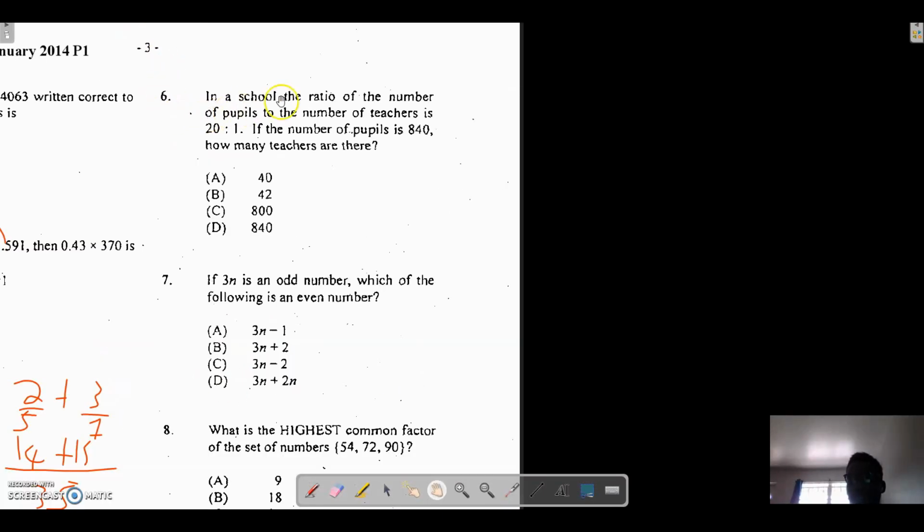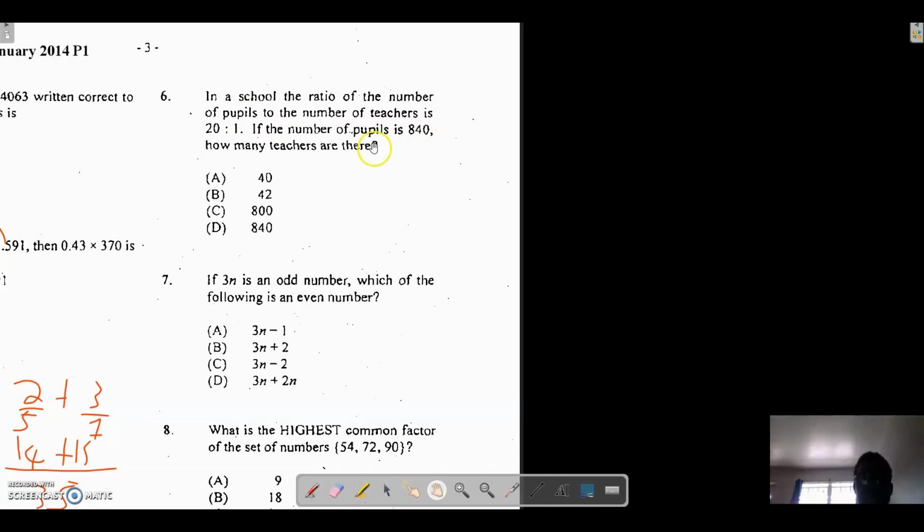Question 6. In a school, the ratio of the number of pupils to the number of teachers is 20 to 1. If the number of pupils is 840, how many teachers are there? Now, in a case like this, we could actually ratio it and find out the value. So we could say, we're looking at the number of teachers, which is the smaller ratio, which would be 1 out of 21 times the 840. That would tell me how many teachers, because for every 20 students, you have 1 teacher.